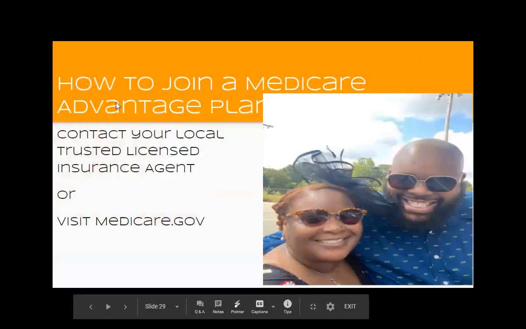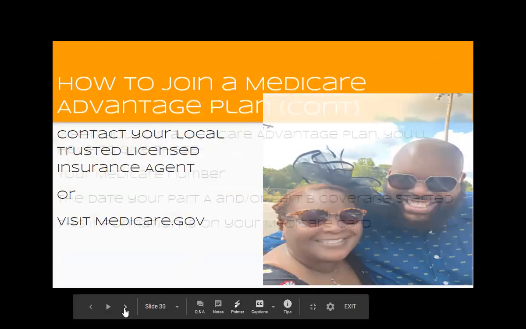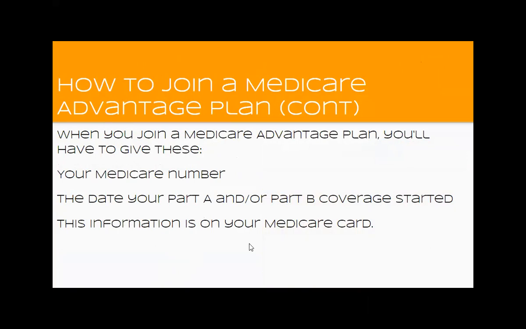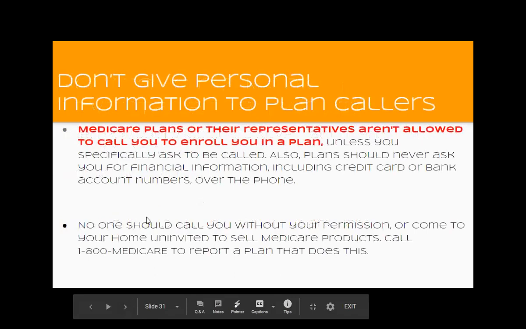Now, how do you join a Medicare Advantage plan? You can either contact your local trusted licensed agent, or you can visit Medicare.gov. When you join, you'll need to remember a few things: your Medicare ID number and the date that you first joined Medicare Part A and B. Both of these are found on your Medicare red, white, and blue card.